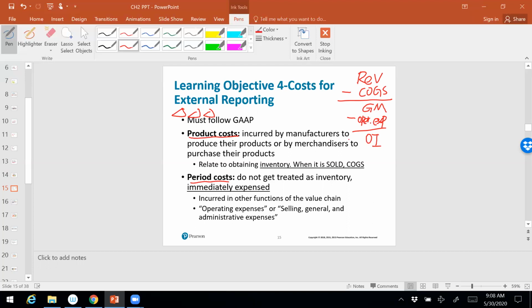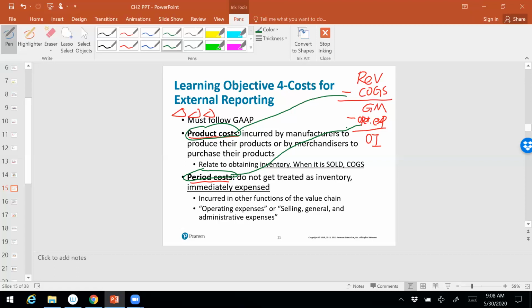So why do we have to separate our costs into product cost and period cost? Because those costs are in different places of your income statement. Your product cost, once it's sold, will be part of your cost of goods sold. And your period cost will go to operating expense.